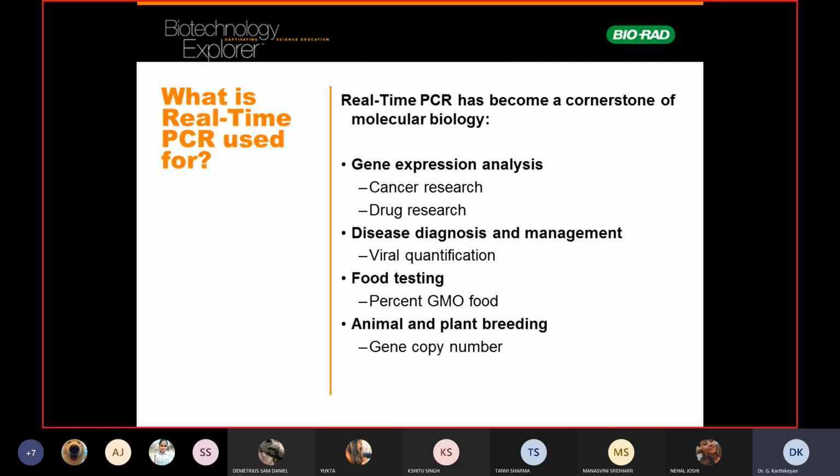I'm sure you are aware of the controversy over BT brinjal and BT cotton and so many other recombinant DNA products. So you could very easily simply do a PCR and find out whether the plant or any other product has any other organism's DNA. Okay, animal and plant breeding, it's useful there. You could increase the copy number of certain beneficial genes so that it can have a benefit.